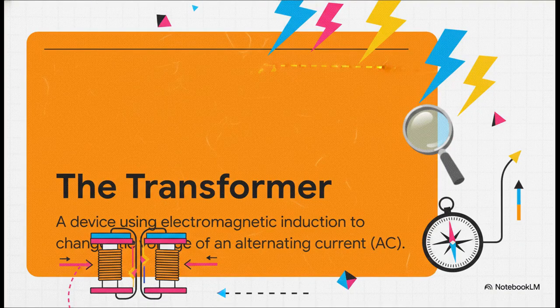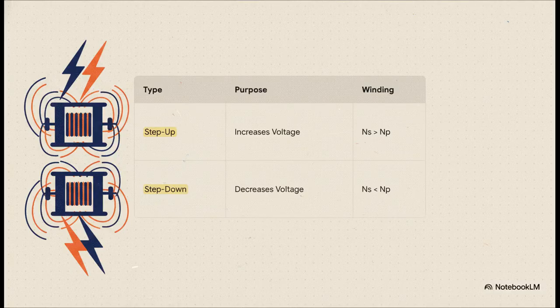Okay, last major device, the transformer. This thing is pure genius. It uses that very same induction principle to either step voltage up or step it down. But, and this is a huge but, it only works with alternating current, AC. Why? Because AC is constantly changing. And what's our magic word? Change. No change, no induction. No moving parts needed.